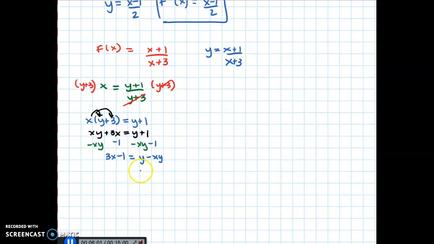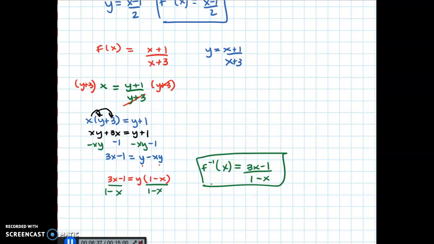Now, notice that over here on the right, each of these terms has a y. So I can factor that y out. 3x minus 1 equals y times 1 minus x. Now you can isolate y by dividing both sides by 1 minus x. So your inverse function, f to the negative 1 of x, is 3x minus 1 over 1 minus x. Again, very creative algebra.